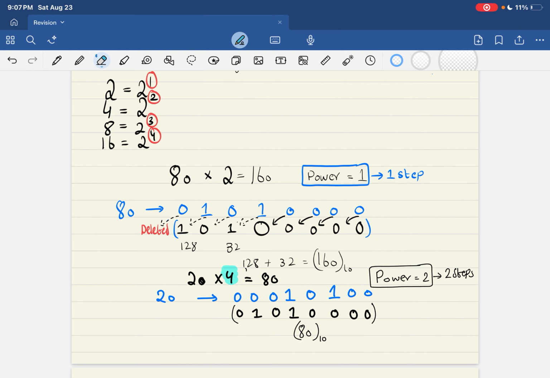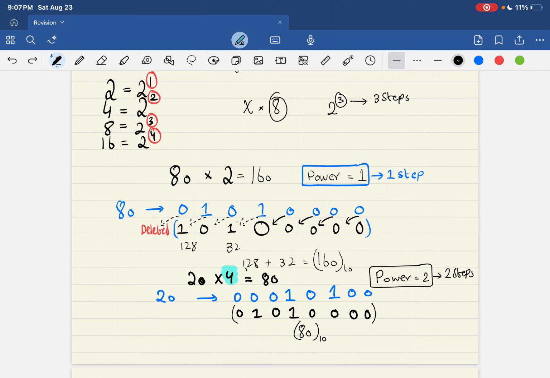Similarly, if I asked you to multiply any number, let's say x, with some other power of 2, let's say with 8, just remember that 8 when expressed as a power of 2 is given by raising 2 to the power of 3. So if you want to multiply by 8, you will move 3 steps to the left. Each bit will be moved 3 steps to the left. Whatever empty space is created on the right hand side is always filled with zeros.